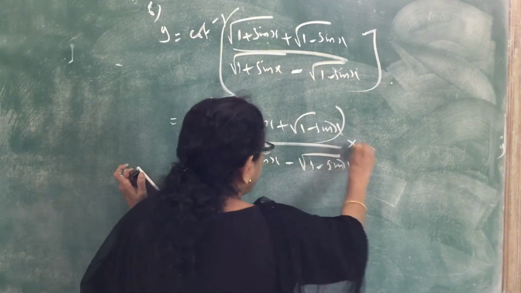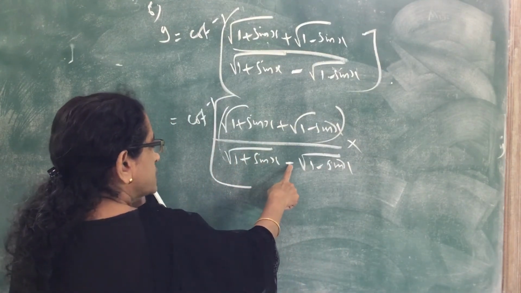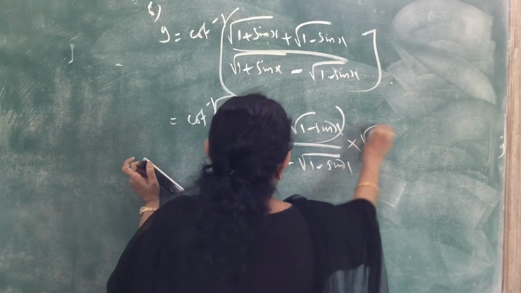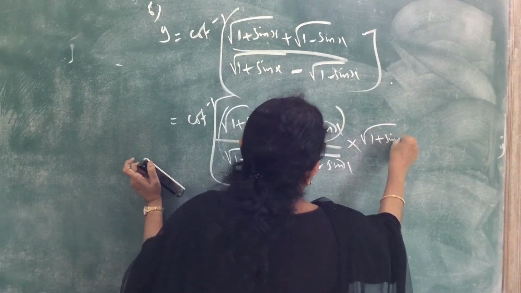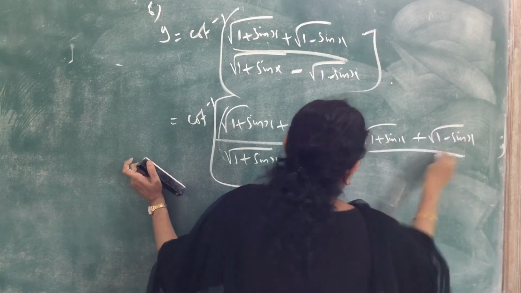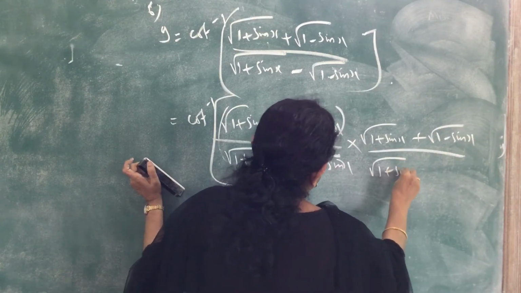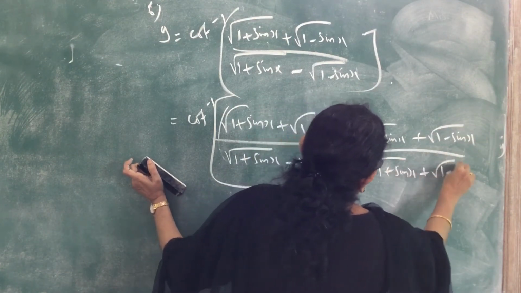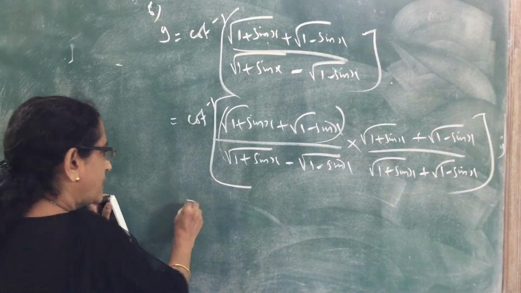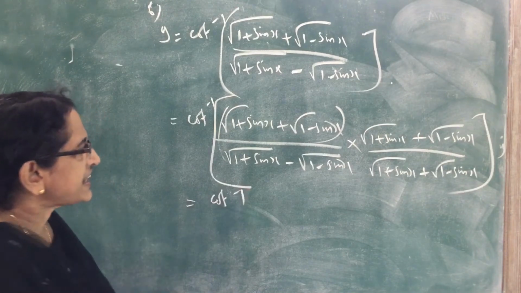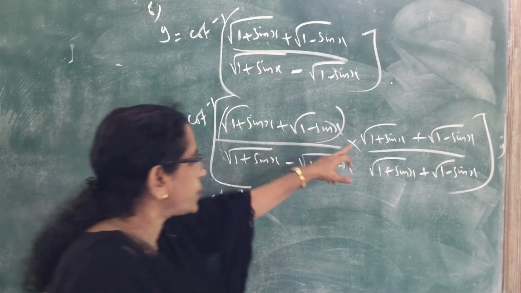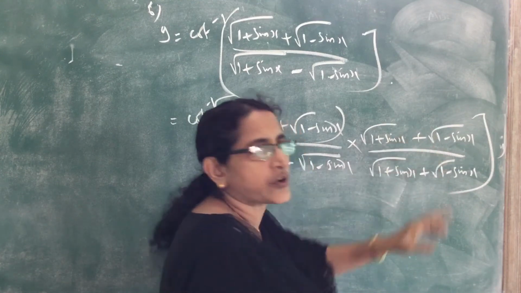In the denominator here it is minus, so we have to multiply by the sign positive, the conjugate. So root of 1 plus sin x plus root of 1 minus sin x divided by root of 1 plus sin x plus root of 1 minus sin x. So we have to multiply by the conjugate. That is equal to cot inverse. See here, root of 1 plus sin x plus root of 1 minus sin x into root of 1 plus sin x plus root of 1 minus sin x.